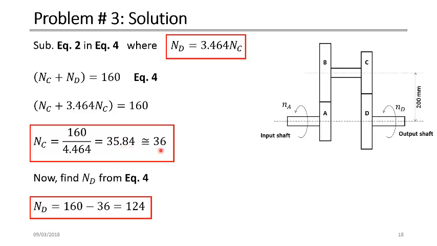But again, in order to keep the center distance the same as 200, we need to use equation number 4 to find the number of teeth in D. So if we substitute this number for C into equation number 4, this is going to be 36 plus ND is equal to 160. Consequently, ND is equal to 160 minus 36, which is 124. So we now satisfy the center distance of 200 millimeters for the first and the second stage.